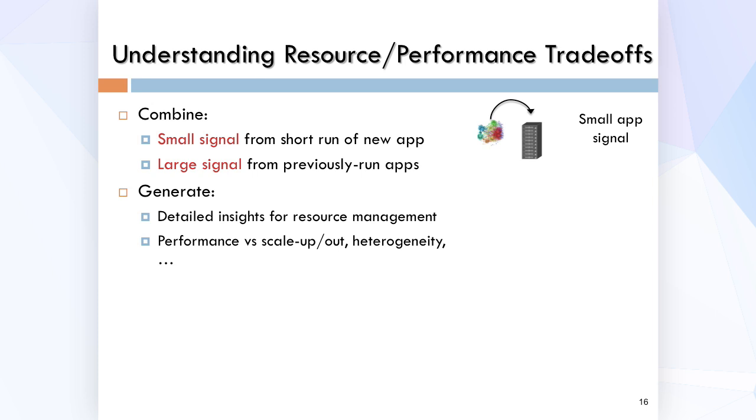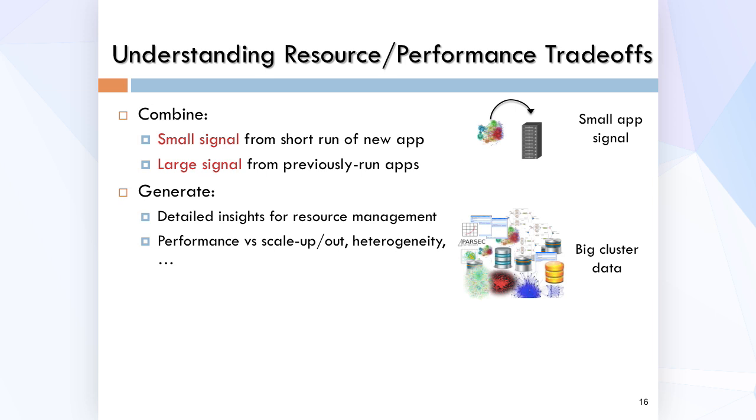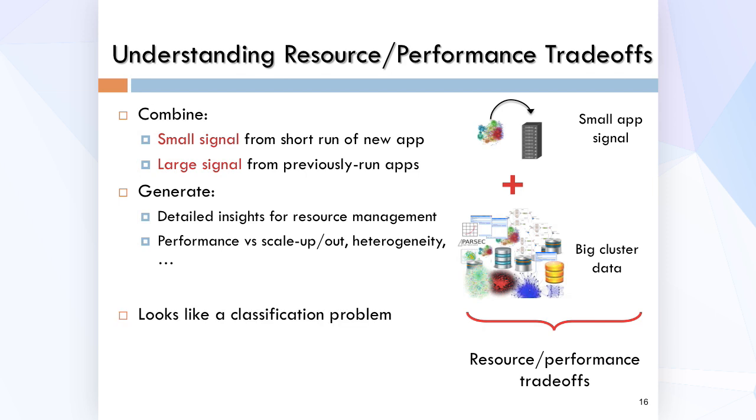Well, it turns out the system already has a lot of knowledge about applications it has previously seen, which we can use to find similarities between the new workload and previous applications that have been scheduled in the system, and give better insight to the cluster manager on what are the performance resource trade-offs for this new incoming application. So this already starts sounding like a classification problem, this similarity finding.